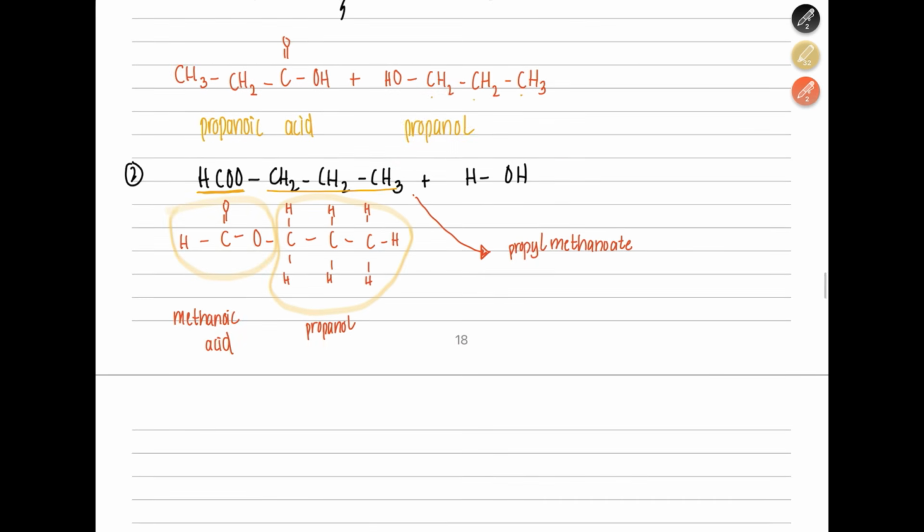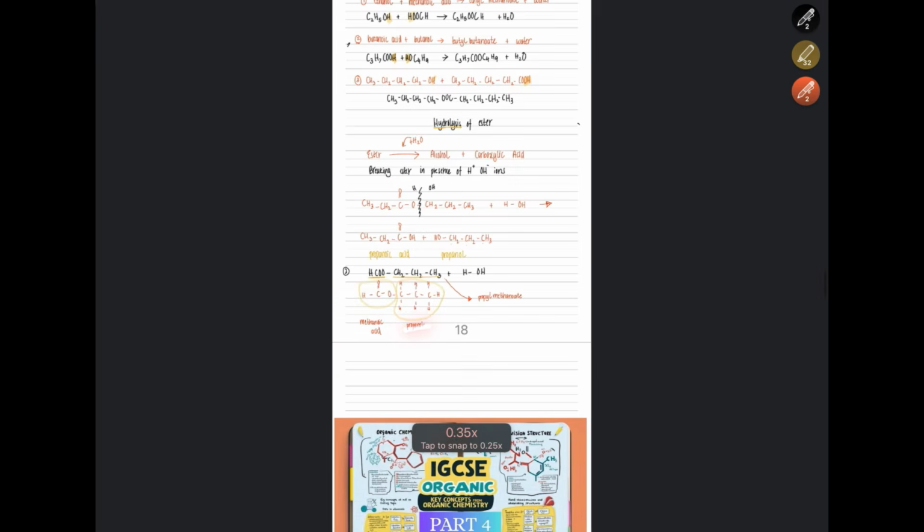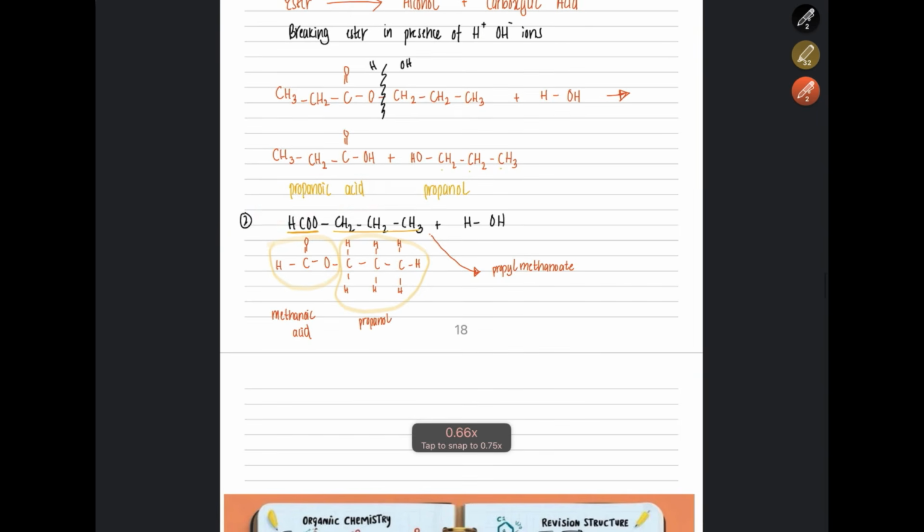This is another example. This is your ester. So draw your ester first. Look at the ester linkage. This is the ester linkage, C double bond O. So you have two oxygen, that is for the carboxylic acid. So add one hydrogen there, you will get methanoic acid, and then over on the other side add OH, you will get your propanol. And this ester is called propyl methanoate.